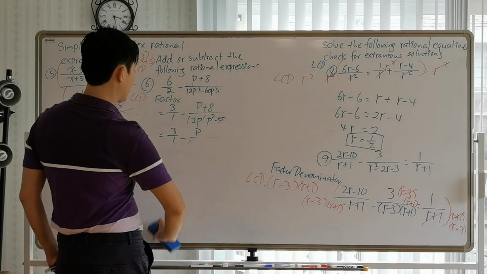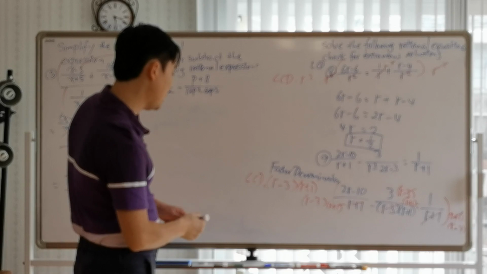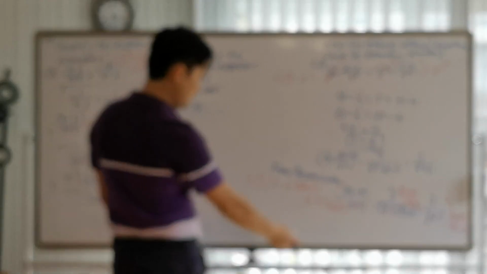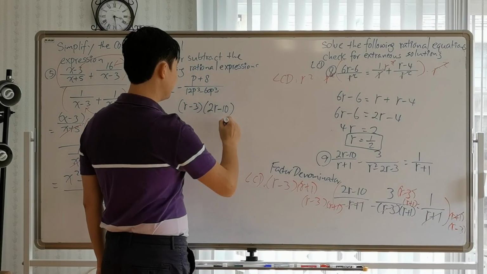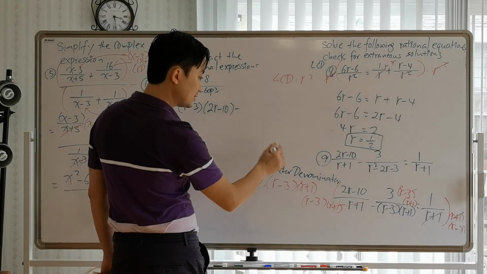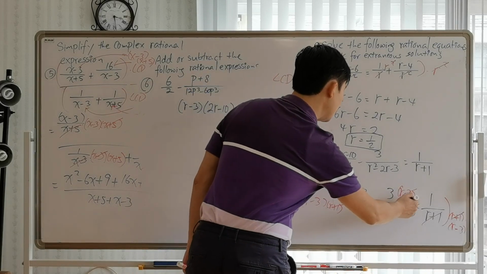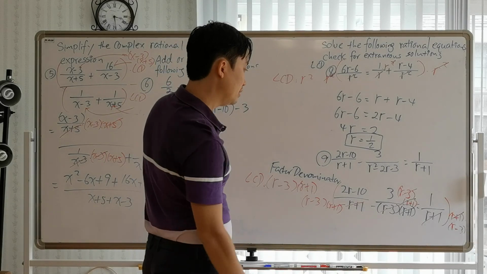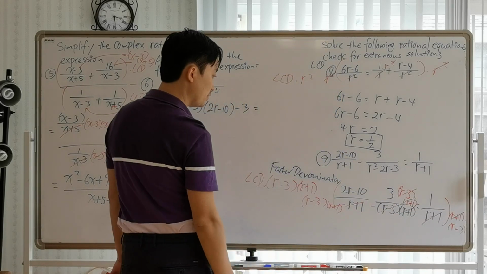Okay, so now let me put it back up here. What remains here is r minus 3 times 2r minus 10. So it looks like that one's going to be quadratic. You try to multiply it out. Minus, over here, basically everything got canceled, except the 3 right there. So minus 3. And then for the one on the right-hand side, we do have r minus 3 remaining.